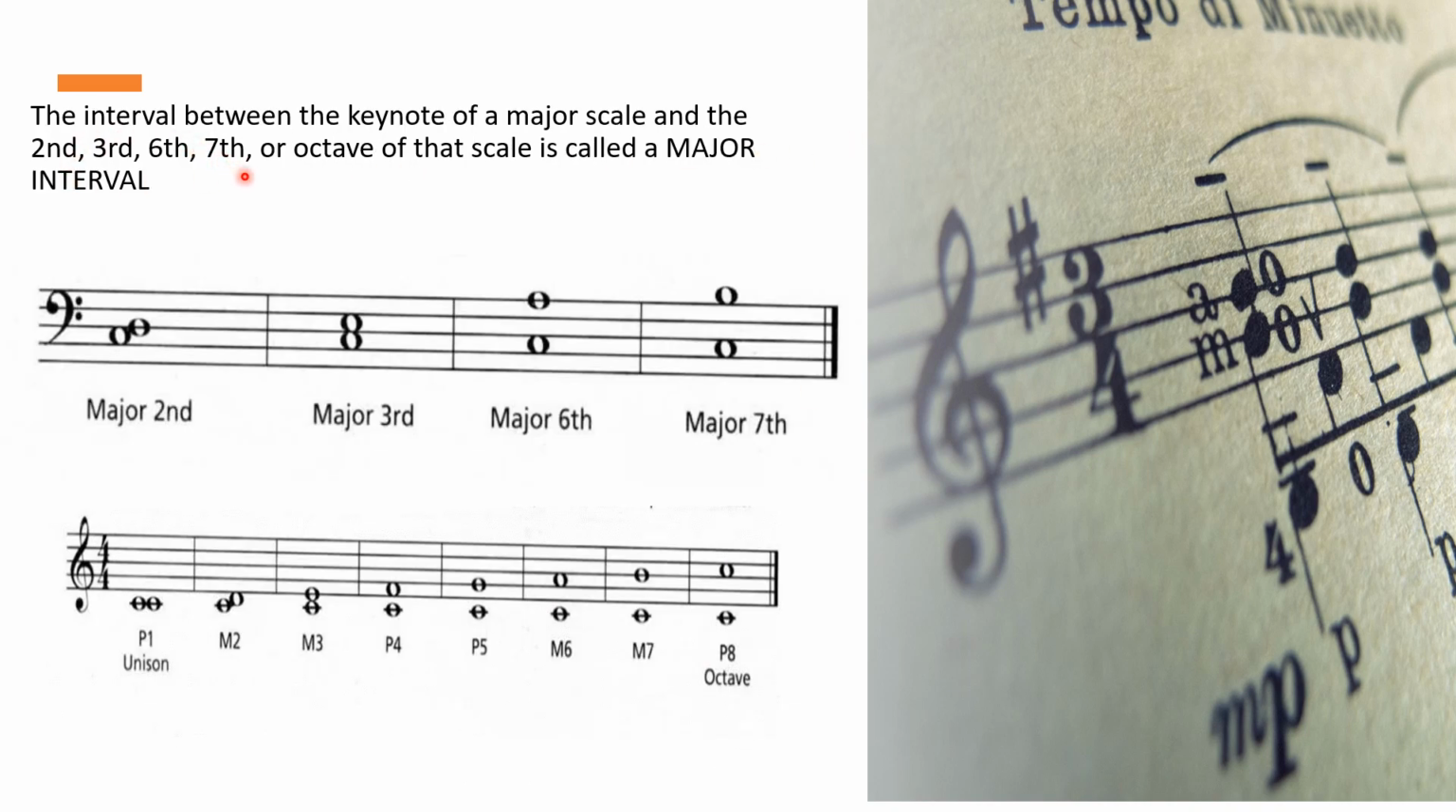So here the interval between the key note of a major scale and the second, the third, the sixth, and the seventh or octave of that scale is called a major interval. Now let's look at this very well. Now we can tell this is a second, we can tell this is a third, one, the line two, and the space three. Now they are called major.